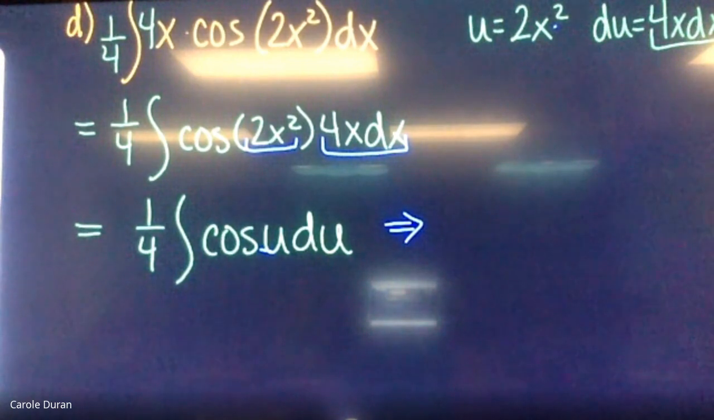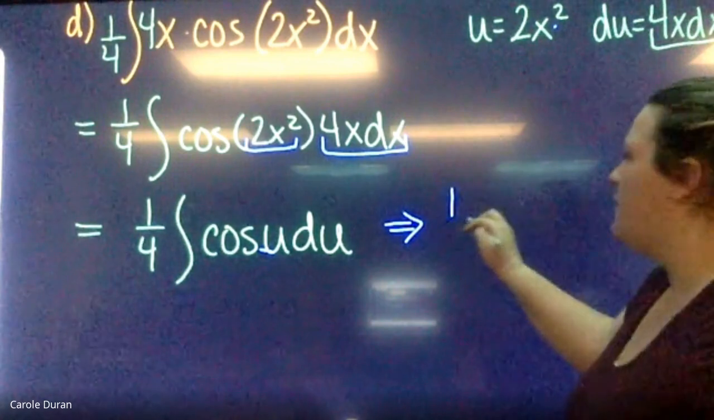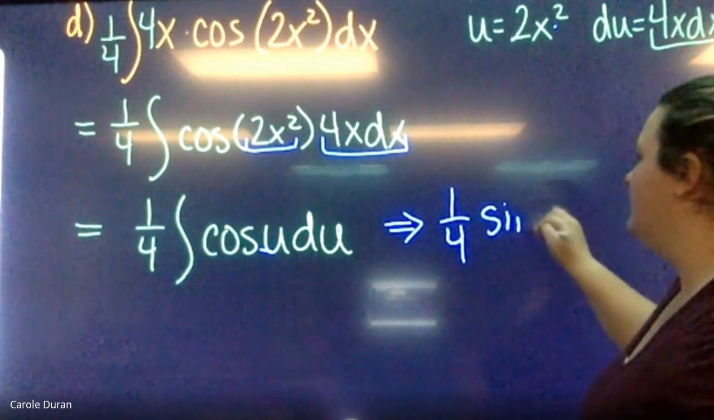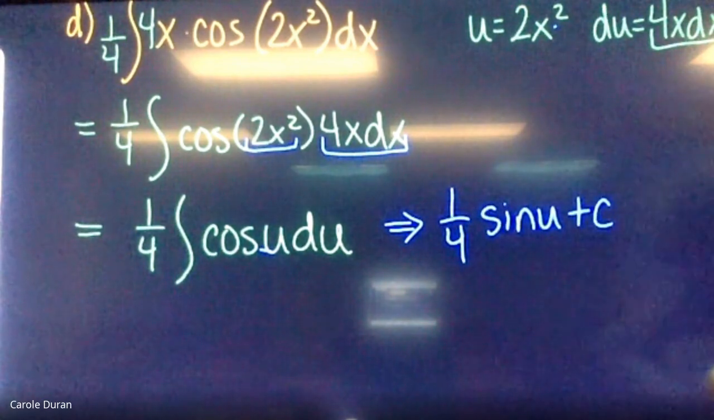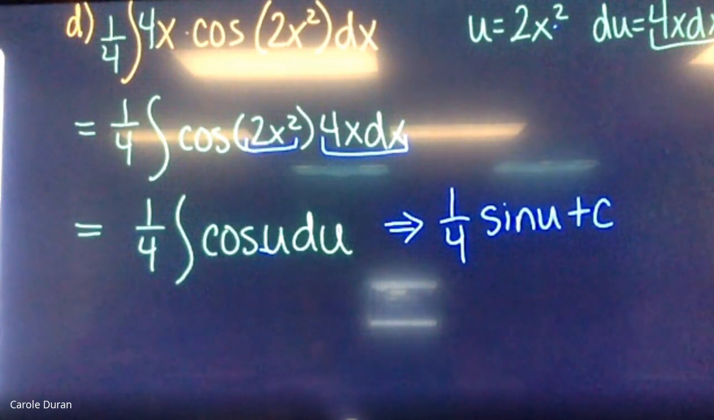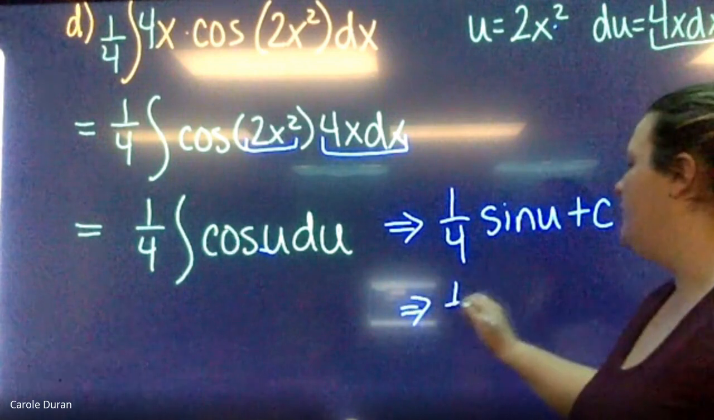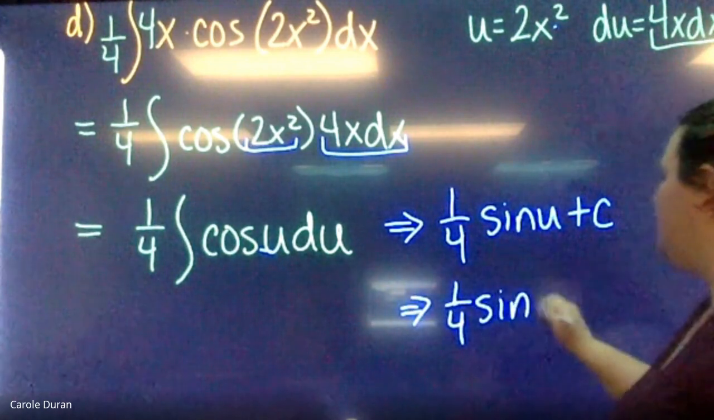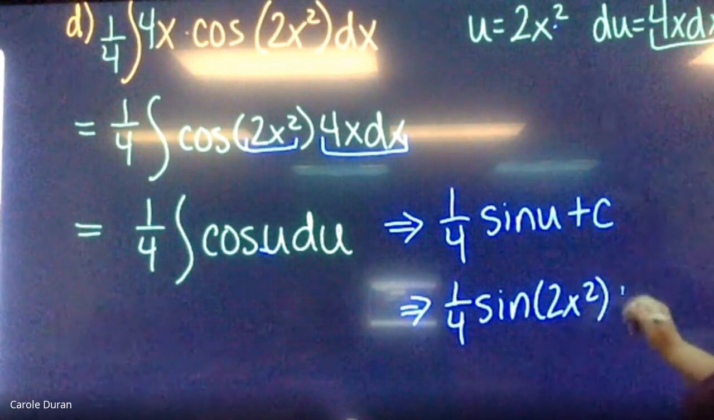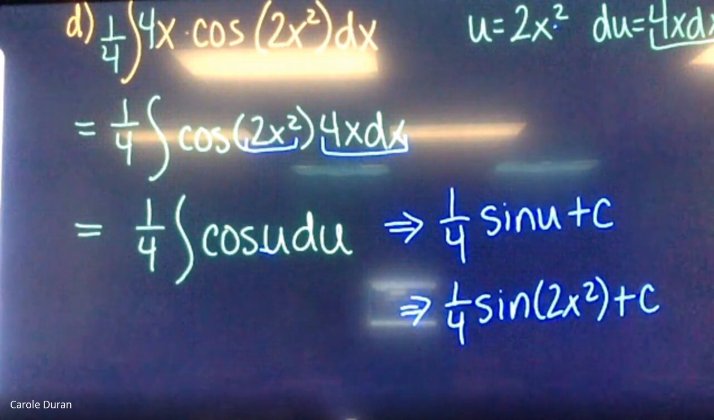Same process. Okay, so now I take the antiderivative of cosine. What is the antiderivative of cosine? And then my last step is to put u back in. So then my antiderivative here is 1/4 sine of 2x squared plus c. And I'm finished.